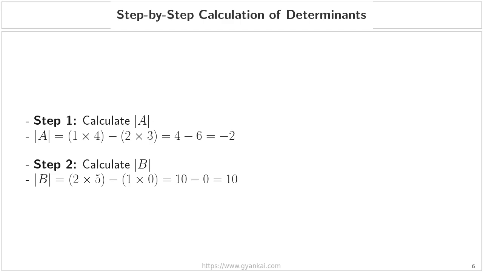Now that we have our two determinants, let's move into the actual calculations to see this property in action. Keep these two results in mind, because in the next step, we are going to multiply them together before we even touch the product matrix itself.